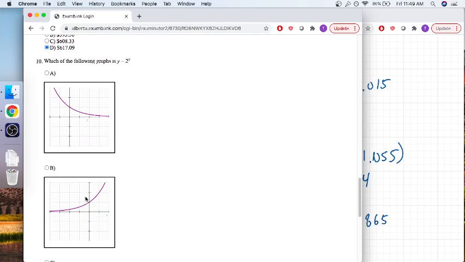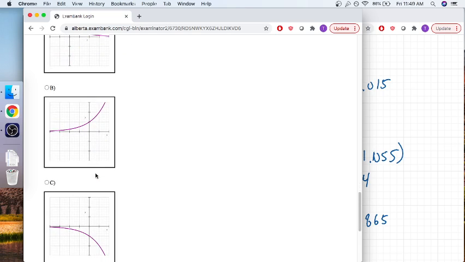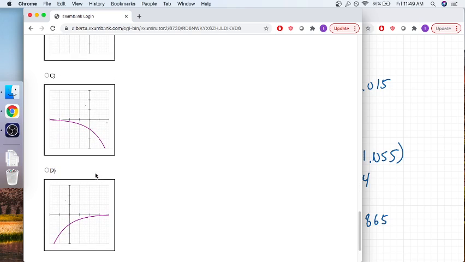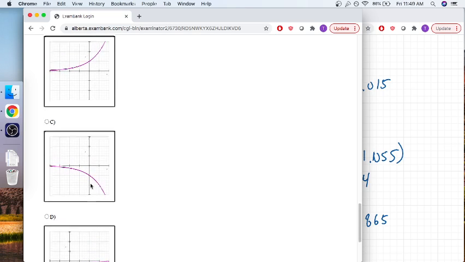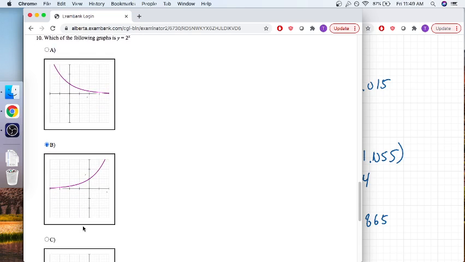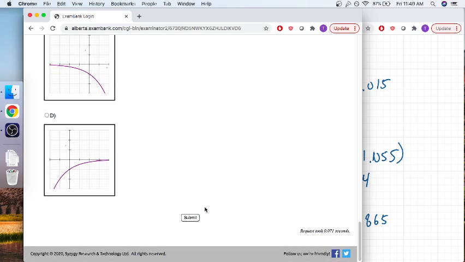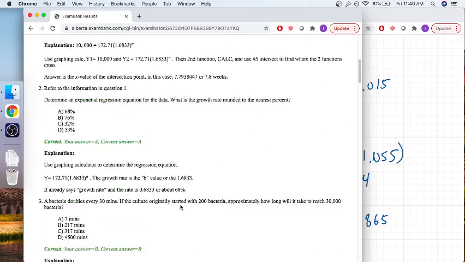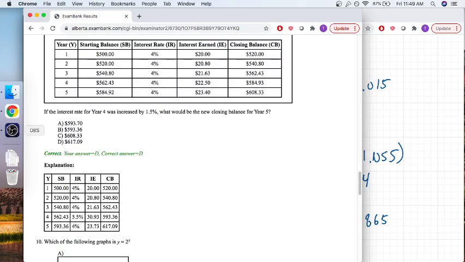Okay. Which of the following graphs is 2 to the x? So this is a growth equation. So this is not exponential growth, this is not exponential growth, and the only one that's exponential growth is this one; the others are exponential decay. So that's the only one that you have an option for. Okay, so let's submit. Cool. So it looks like we got all the answers right. That should be it. Thanks for watching.